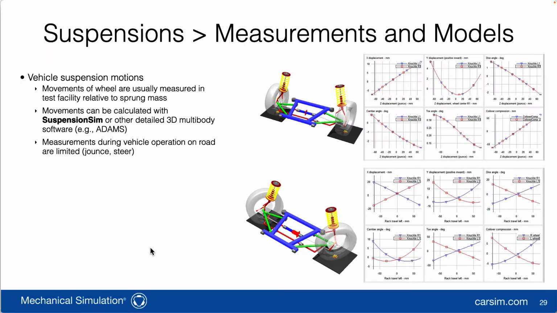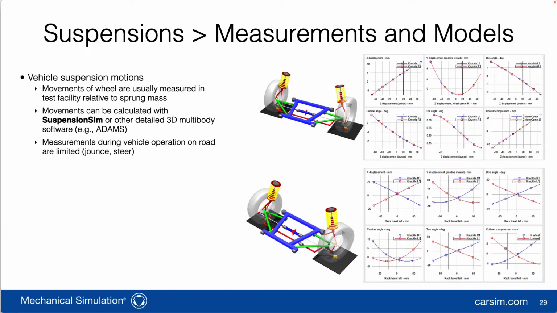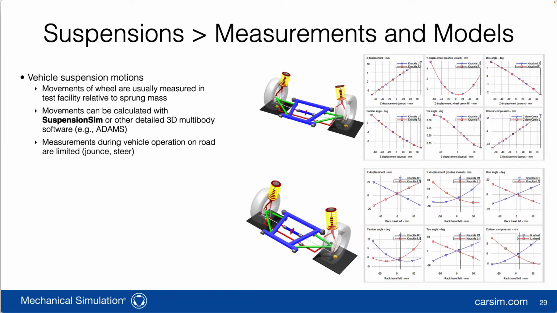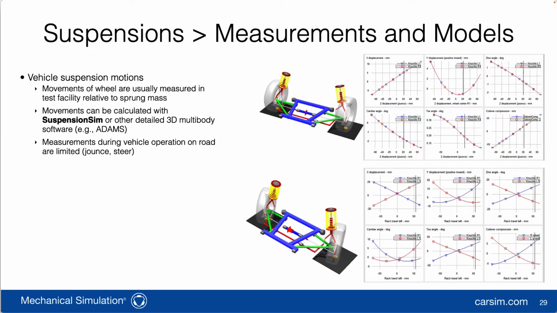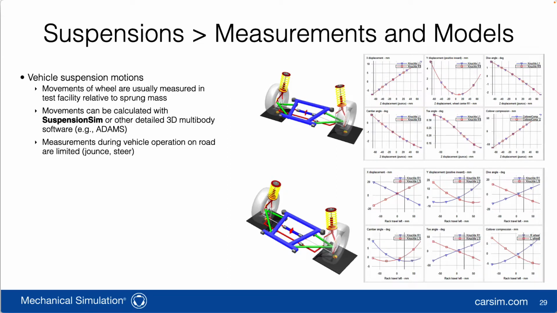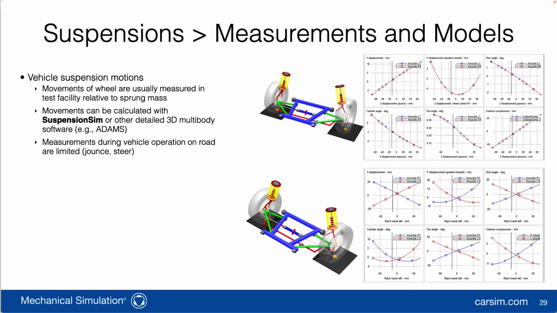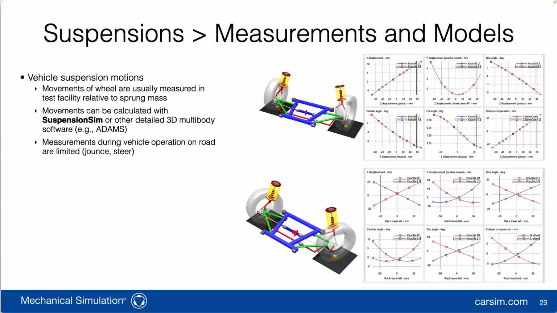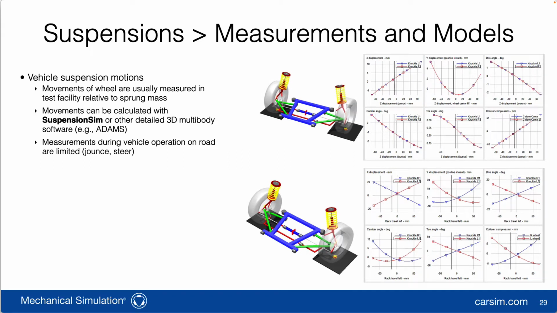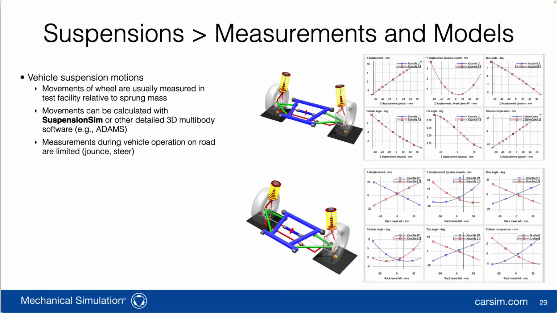We've recently made improvements in how suspension properties are characterized in our vehicle math models. First, a little background. What we're looking at on the screen here are 2 suspension sim models, one showing a bounce test and one showing a steer test. We have all the points of the suspension, and we're getting variables that you might measure in a KNC test in the lab. These are also results that not only can be done in suspension sim, but other detailed 3D multi-body software such as Adams. Now the kinds of measurements that you get on the road are much more limited. You're usually limited to just things like jounce and steer.